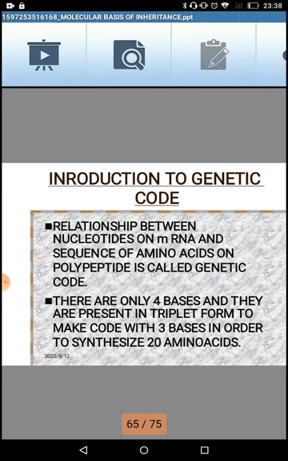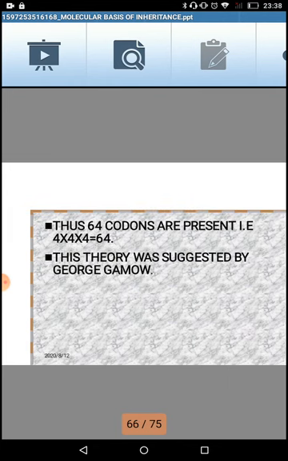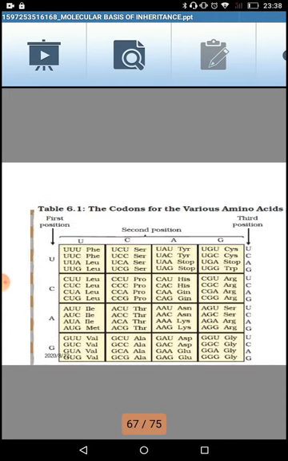So that is how the genetic code is going to work. Again repeating, the 64 codons are present, that is 4 into 4 into 4, total 64. And this whole theory and this whole table which I am talking about is given by George Gamow. This is the tabular form which says that the genetic code is in triplet form. The codons are in triplet forms.